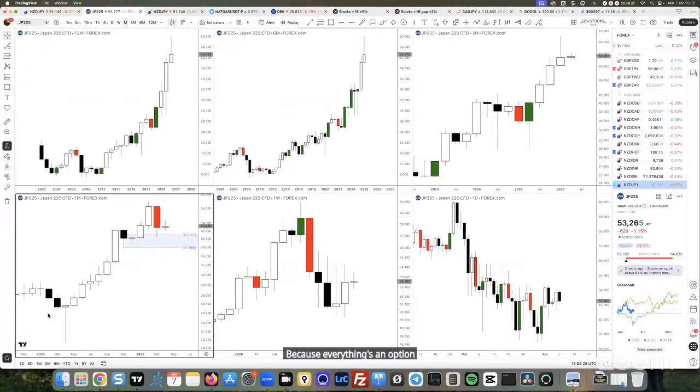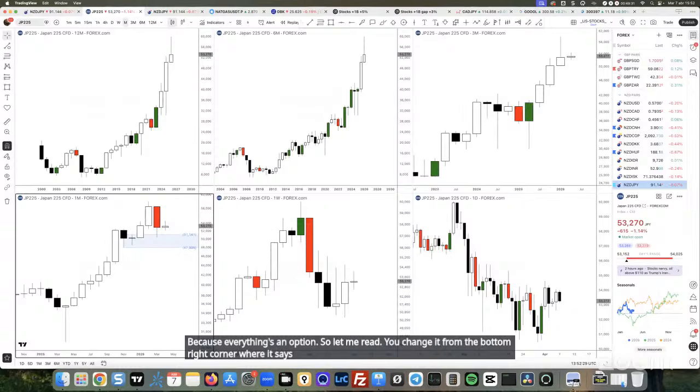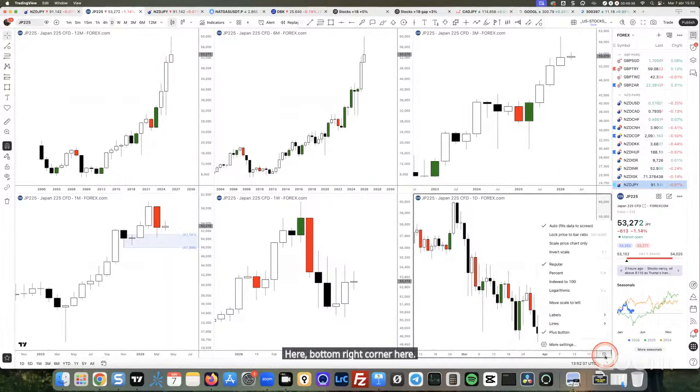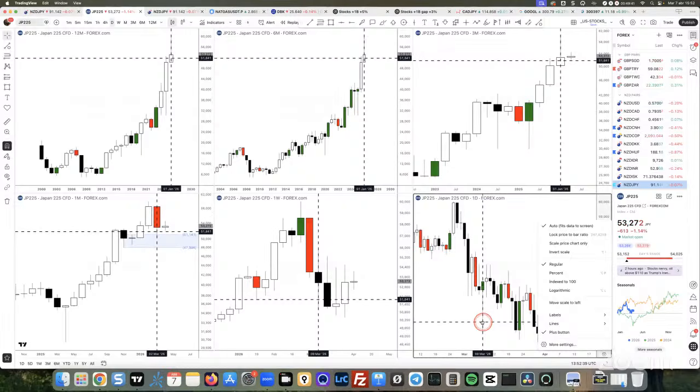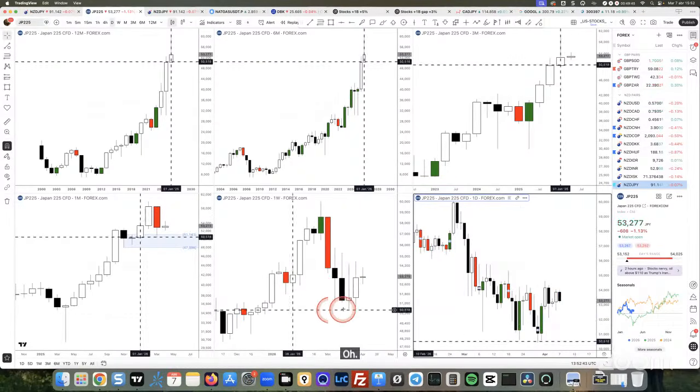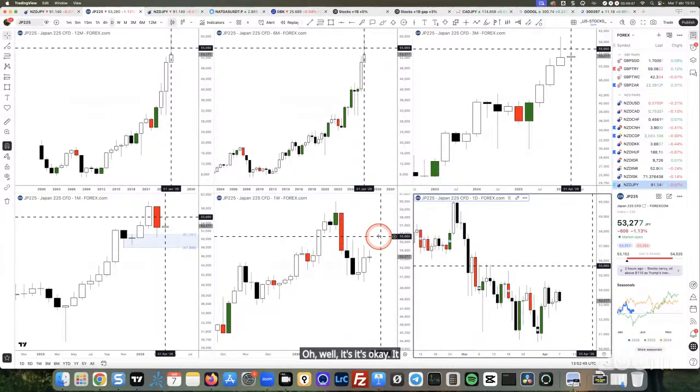So let me read. You change it from the bottom right corner where it says, you switch it to RTH. Here, bottom right corner here. I'm not sure, Colin. Oh well, it's okay. It's just for the futures market.